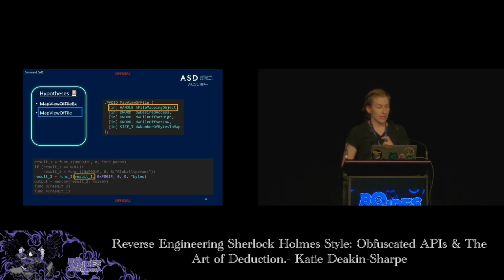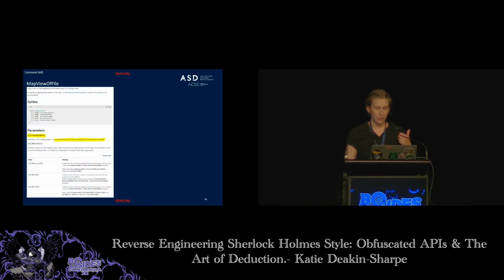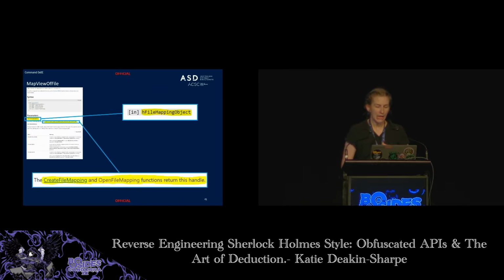I can also see that the first parameter is a handle to a file mapping object, and this is the result of our first function call. So if we look back at the documentation, under the information about this handle, I can see the CreateFileMapping and OpenFileMapping functions return this handle. So now we look at these for function 1.